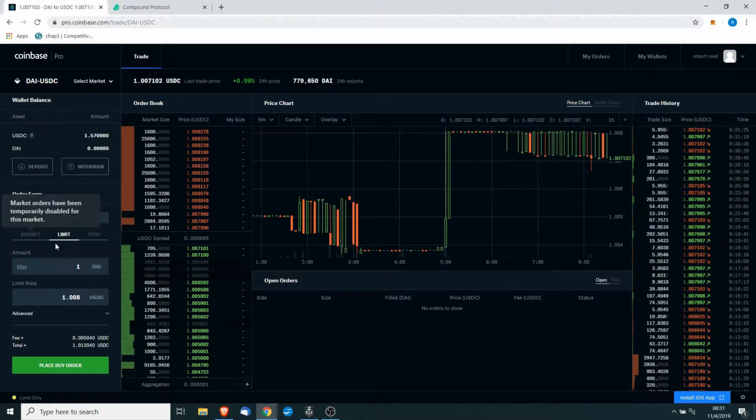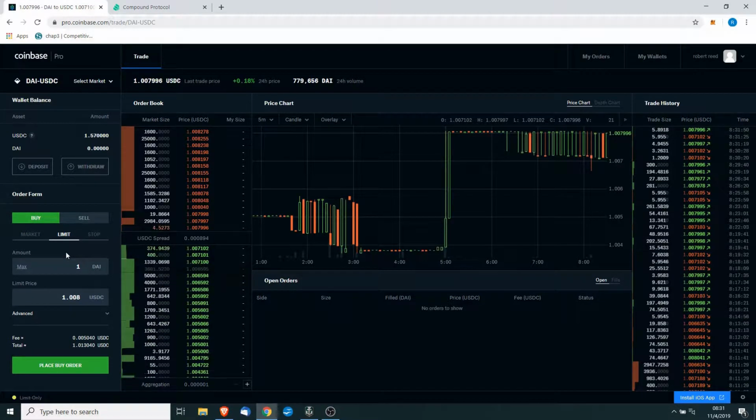Now, there are different ways that you can execute a trade on a crypto exchange. A market order simply means you're going to take whatever price the market is giving. So if I want to purchase one DAI, I'm going to pay however much USDC coin the market tells me I have to pay to get that amount. So maybe it's 1.01 USDC coin, maybe it's 0.995 USDC coin. I'm taking whatever price the market gives me.